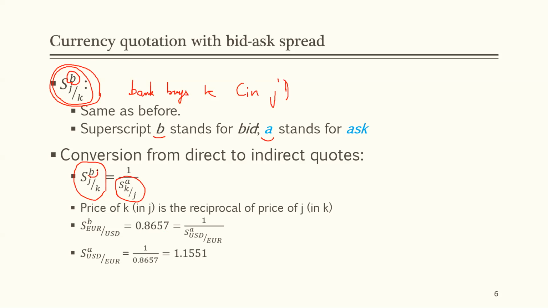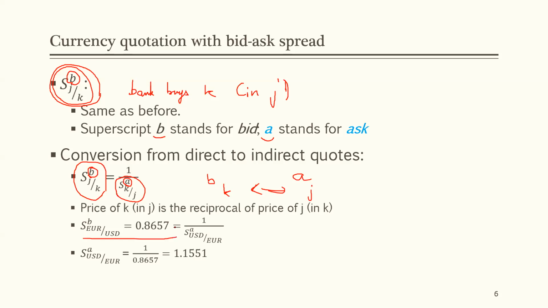And when I take the reciprocal of the ask rate, I'm going to have the bid rate for the other currency. It's just because, say if I'm buying currency K, it will be equivalent to me selling currency J, okay?